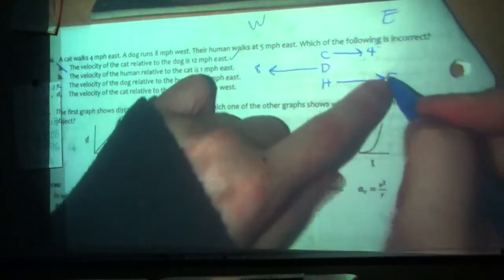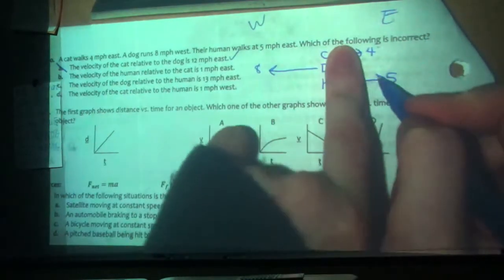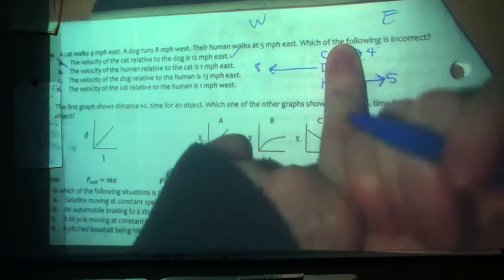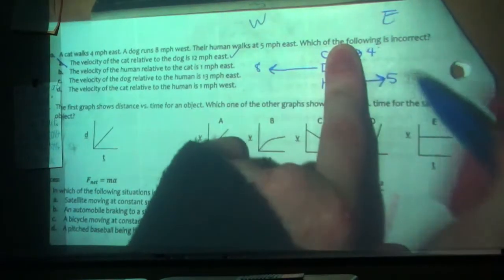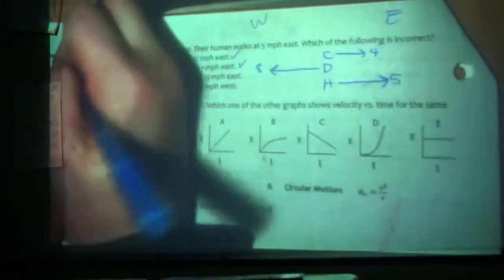So is the human east of the cat? Well, if you look just at these 2 dots, yes, the human is more on the east side, so it is east of the cat. So that was true. Cross that off.